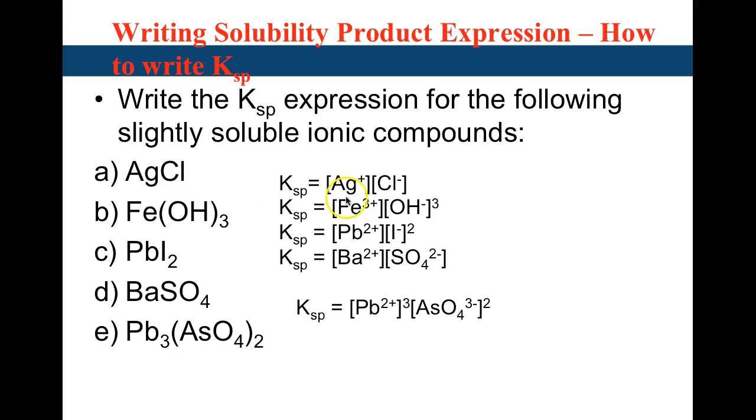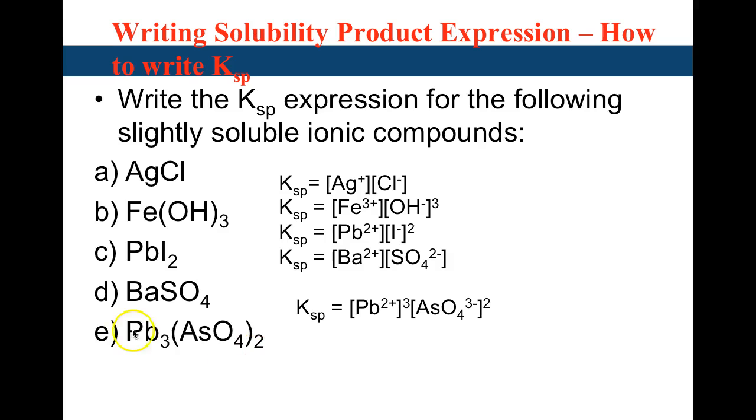The Ksp is just cation concentration times anion concentration. Now, if you have one cation and three of the anions, then it is Fe3+ times OH- cubed, right? Because when you split it up on the other side, you're going to form three of the OHs. Again, same thing if you have two of those anions, so then it's Pb2+ times I- squared. If you have one of each, then it's just Ba2+ times SO4 2-.